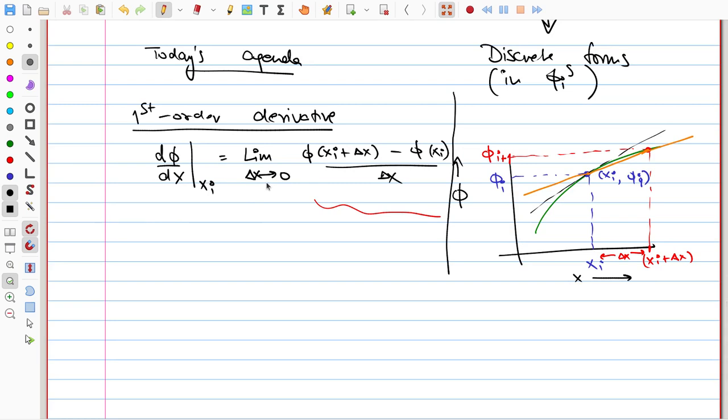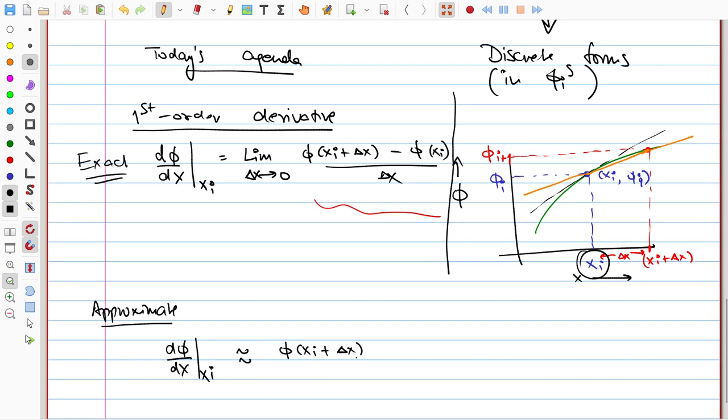So, what we will do is, now this is exact in the limit. So, what we will do is we will approximate. So, let us approximate the slope d phi by dx at the point xi, that is this point xi, as this.